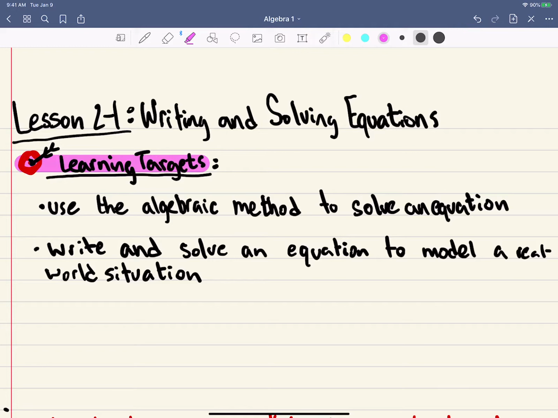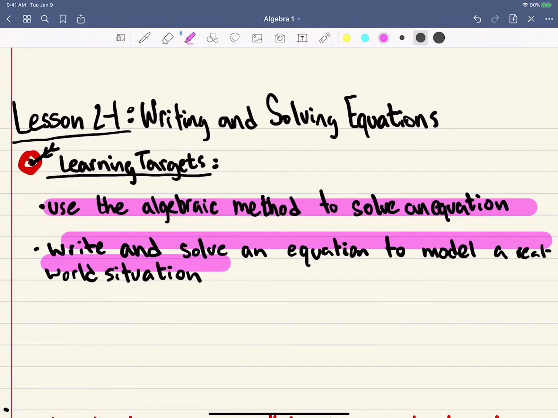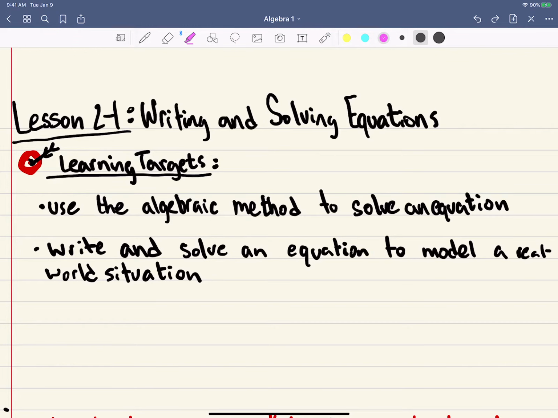Our learning targets for today are to use the algebraic method to solve an equation, and to write and solve an equation to model a real world situation. The first half we're already familiar with. We've been solving some equations, but now we're going to give you the names of which properties we've been using. That's our focus.